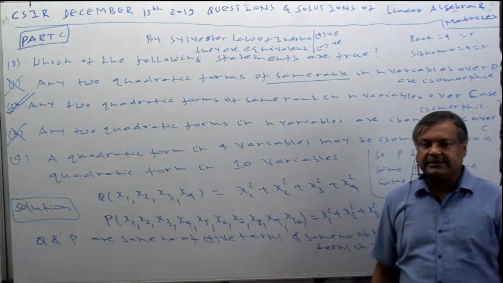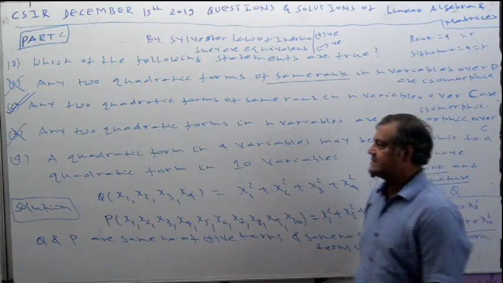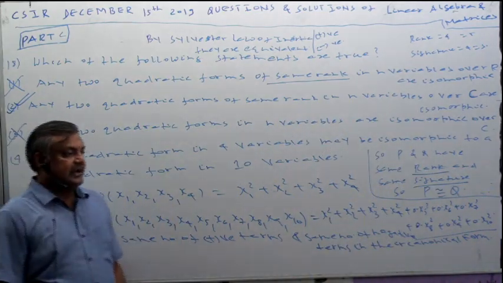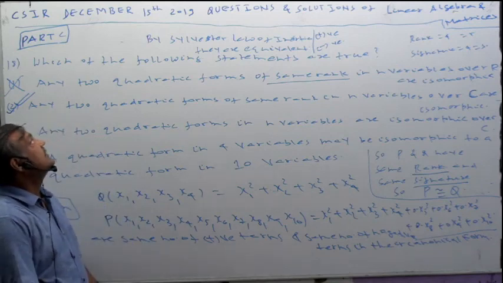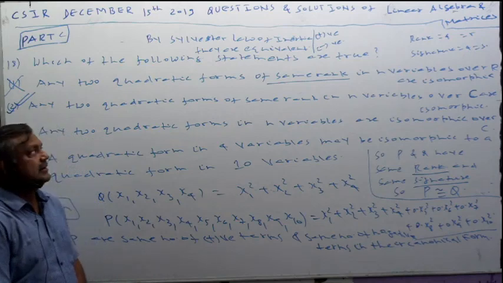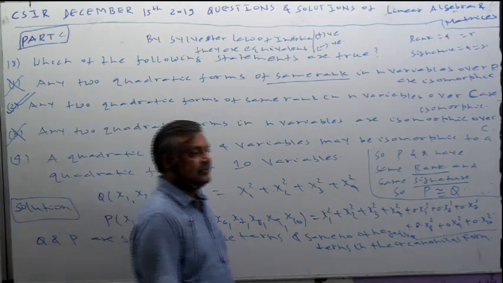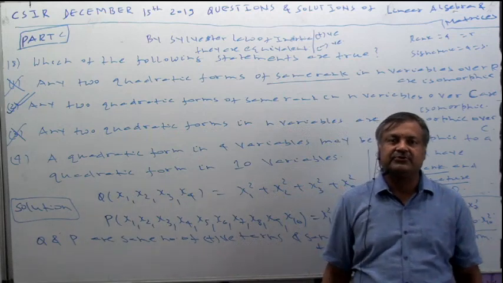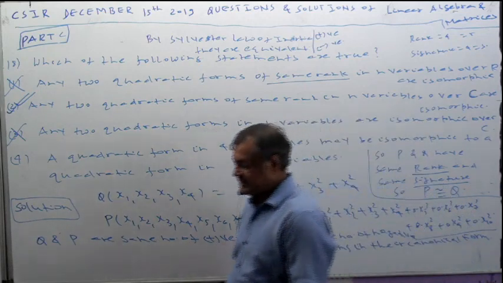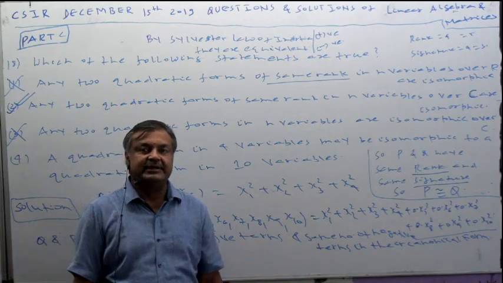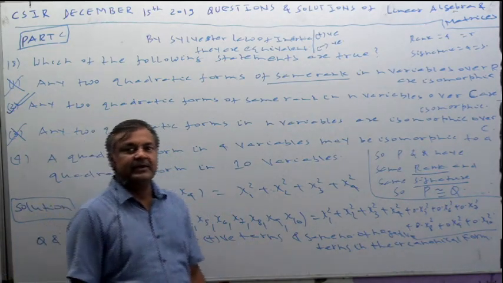So these were the questions of linear algebra and matrices in CSIR December 15, 2019 paper, and I have given you all the questions as well as its proper solution. So you must get through it and get through all the concepts which have been used here. So thank you and all the best.